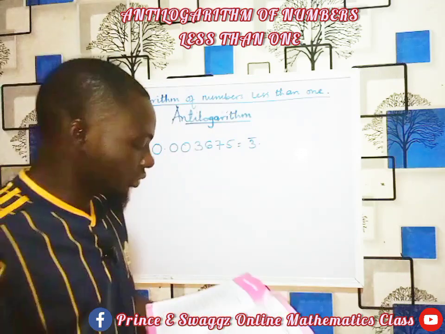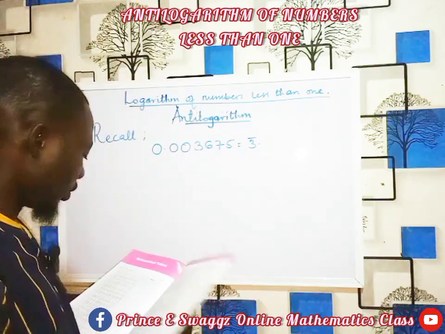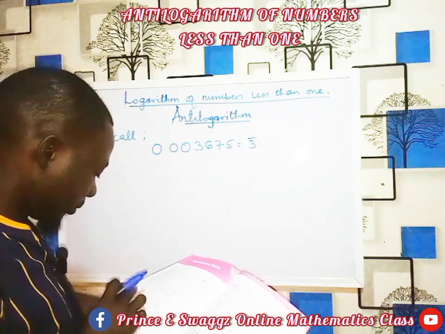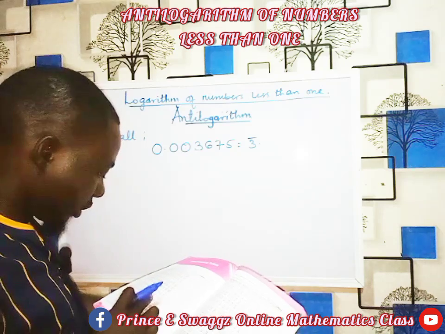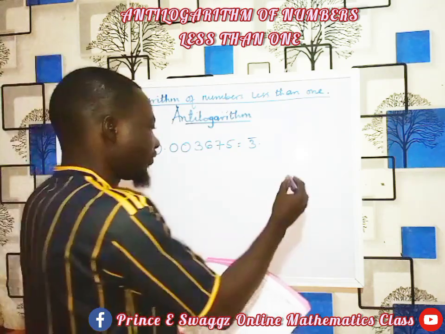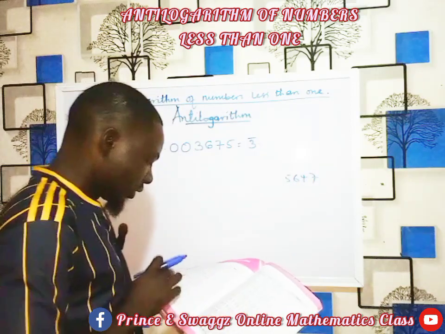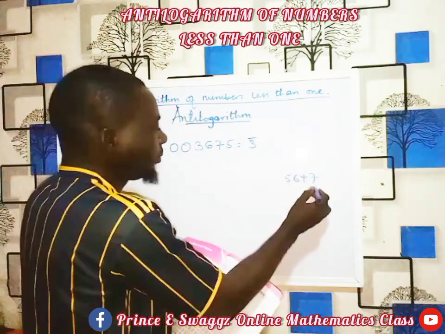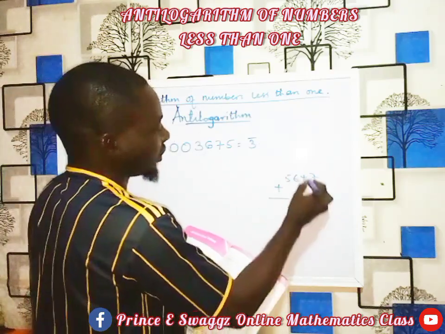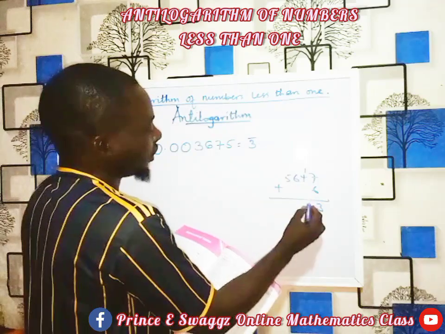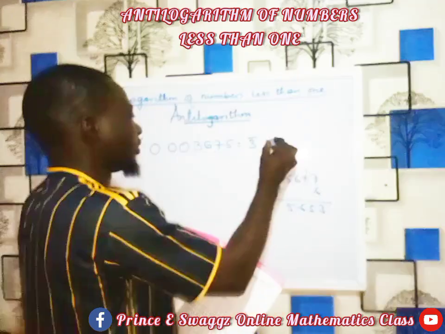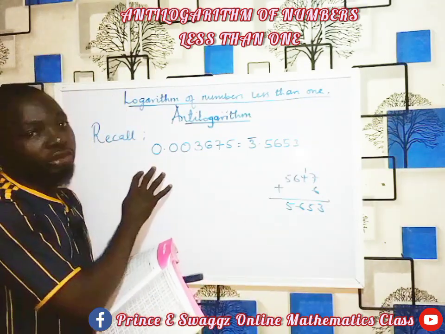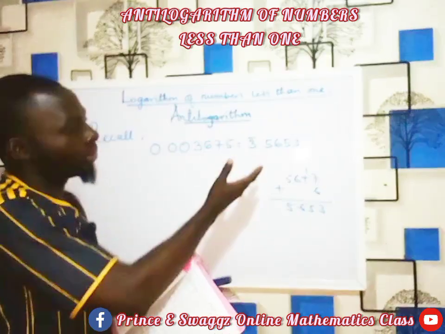Then you need your four-figure table. You go to 36 under 7 difference 5. 36 under 7 is 5647. Likewise, difference 5 is 6. Then you add these together, and this will be 5653. So that means the logarithm of this number is bar 3.5653.